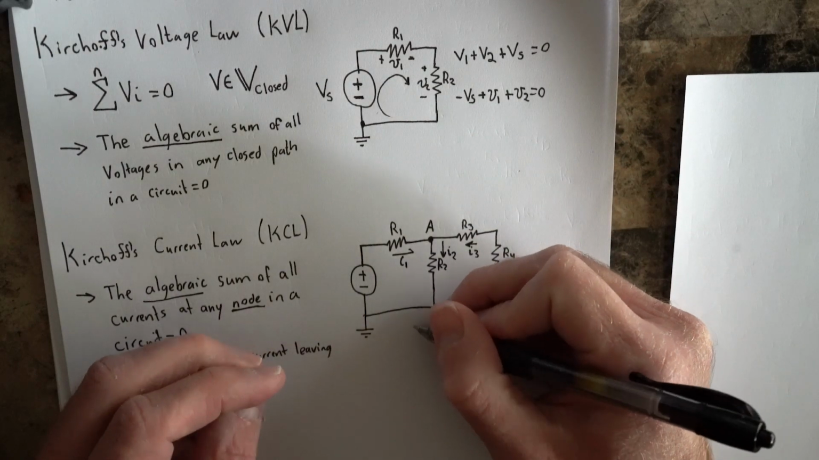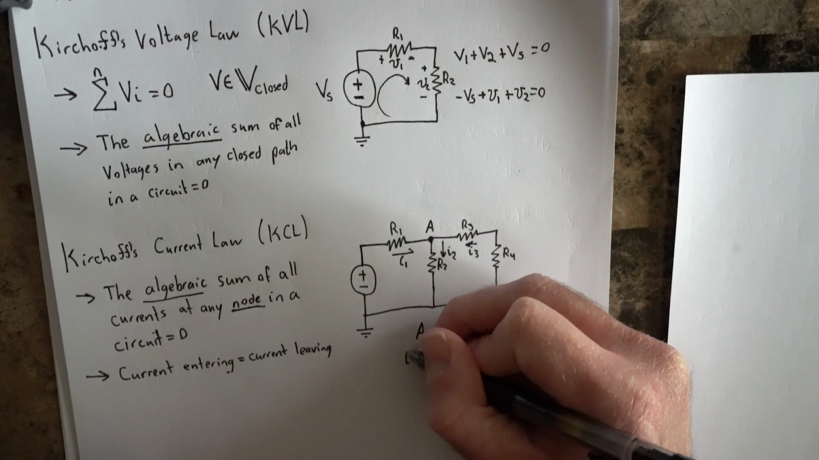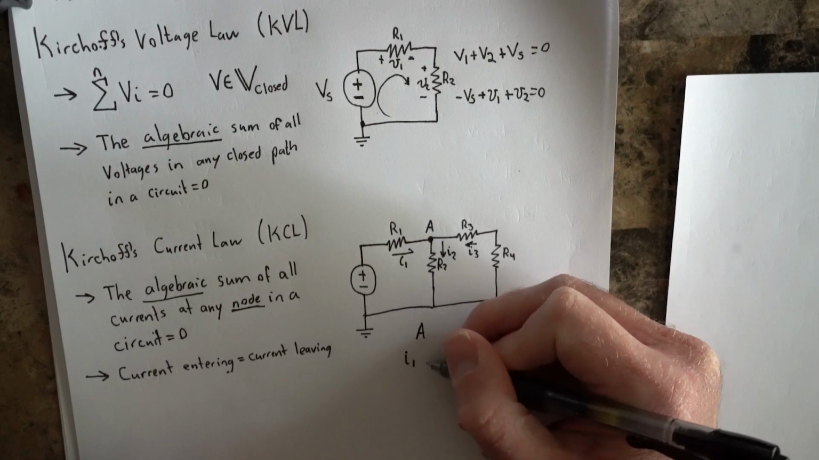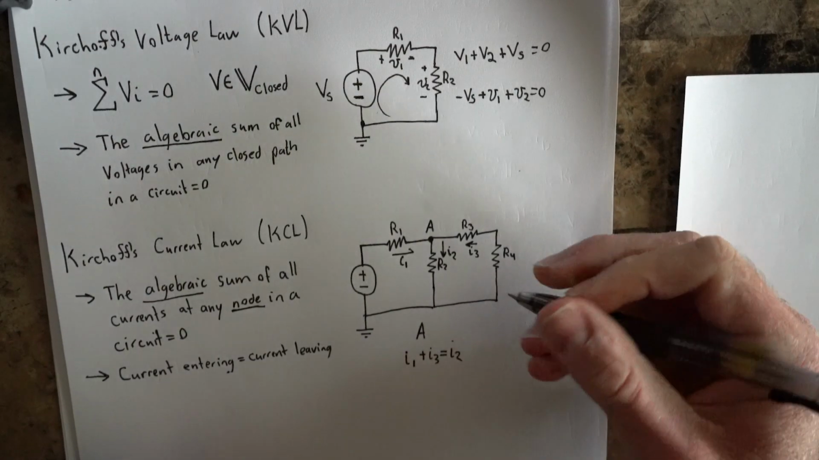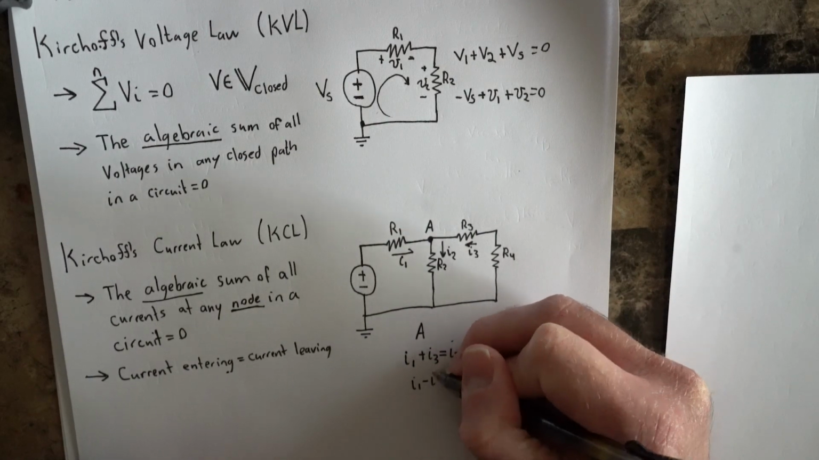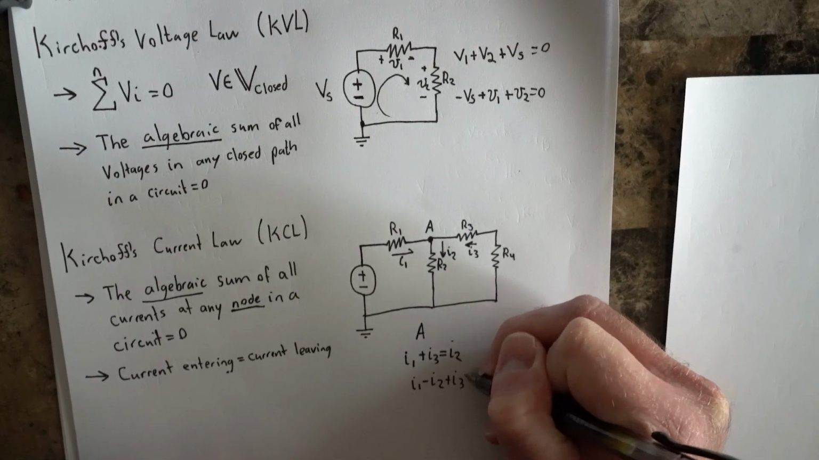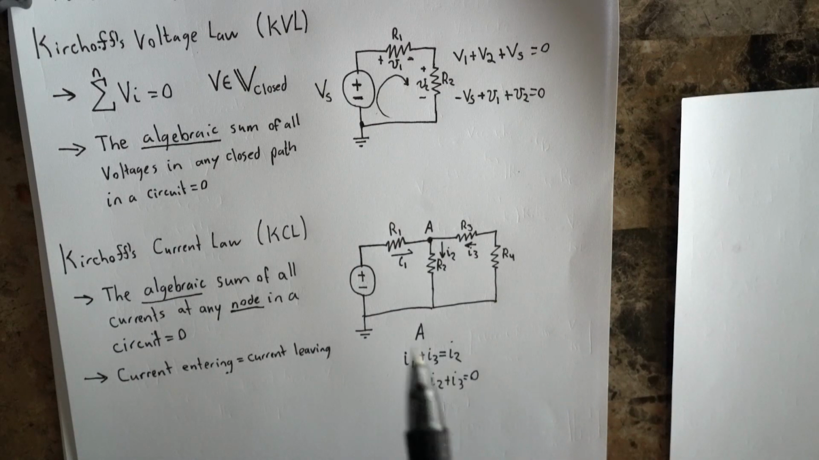For the currents at node A, current entering must equal current leaving, so I1 plus I3 is equal to I2. Or another way of casting it, if you like, is I1 minus I2 plus I3 is equal to 0. With these two very simple laws, we can solve the lion's share of our circuits, and these will also form the basis of more advanced analysis techniques such as node voltage and mesh current analysis.